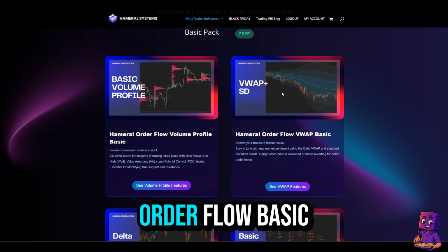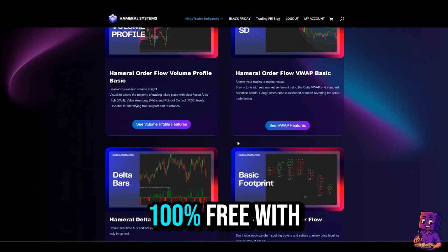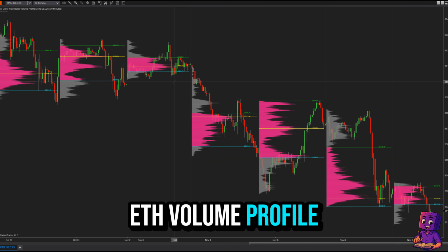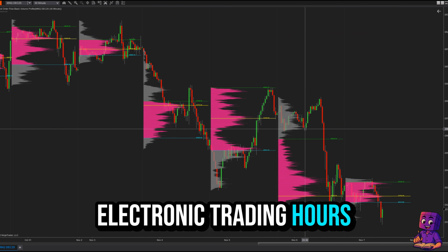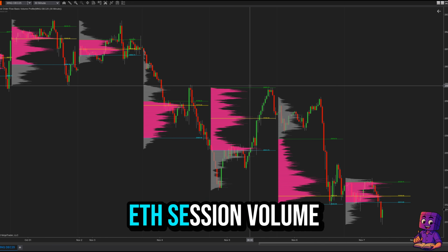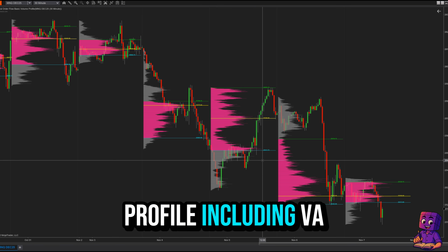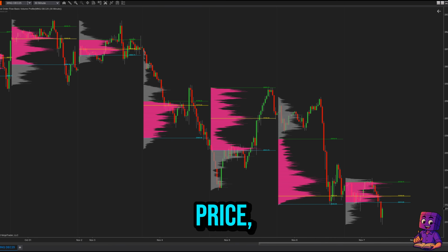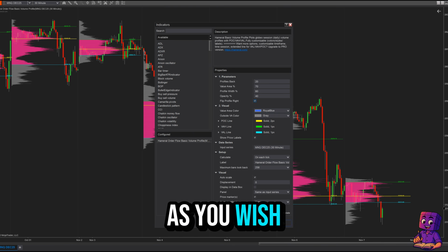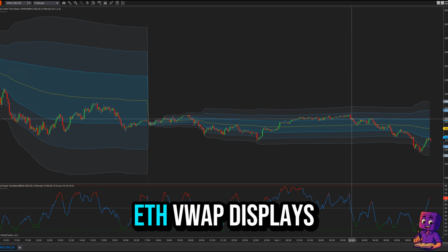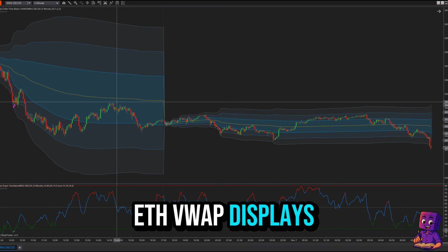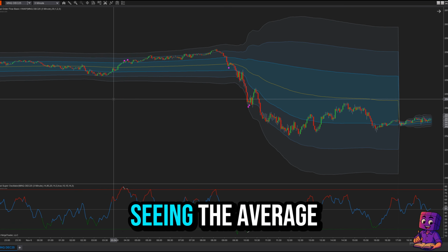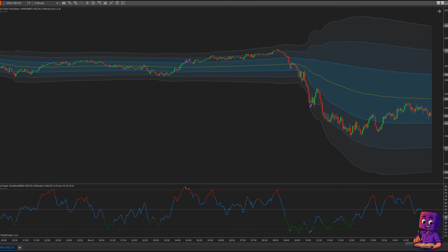We created an order flow basic pack, 100% free, with essential indicators. ETH volume profile shows the electronic trading hours, ETH session volume profile, including VAL, VAH, POC. You can display the price, customize the colors as you wish, and flip the profile. ETH VWAP displays VWAP with standard deviation bands. It is a great indicator for seeing the average traded price.